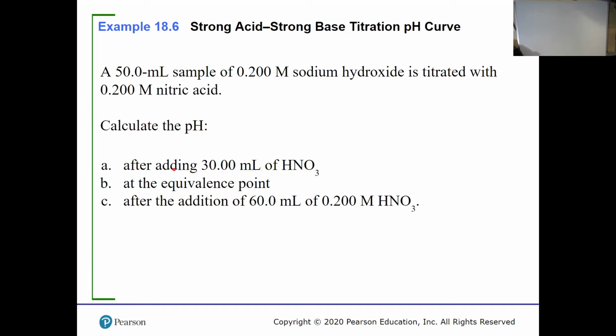We're going to see what the pH would be after we add 30 milliliters of the nitric acid. We want to see what the pH would be at the equivalence point and after the addition of 60 milliliters of the nitric acid. It also might be a good idea to have a baseline, so let's calculate the initial pH of the solution as well. Then we can say it's going to go up and down from that initial value. So even though they're not asking us to calculate the initial pH, we can still do that.